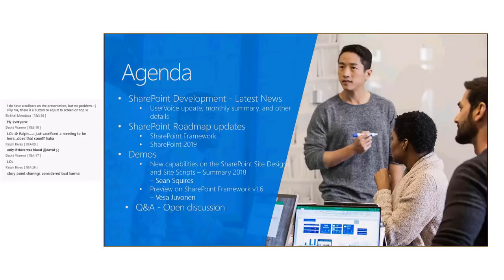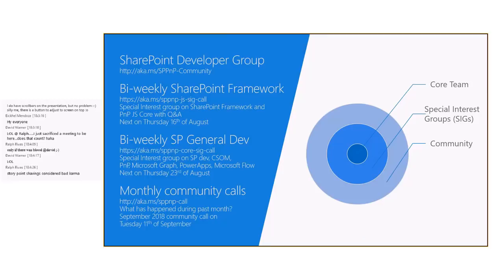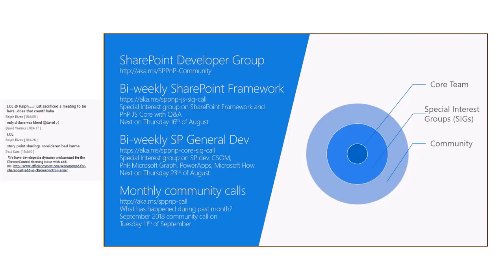If we have time, Q&A. Most likely, knowing Sean and knowing me, we're going to fill up the whole hour, and we do apologize. In practice, the monthly community calls always run out of time. That's one of the key reasons why we have the special interest group calls.